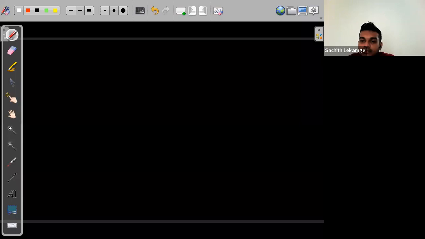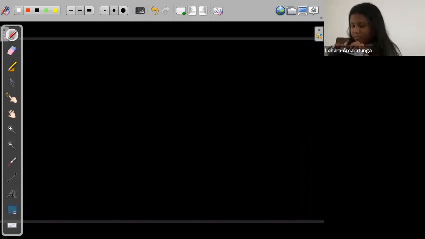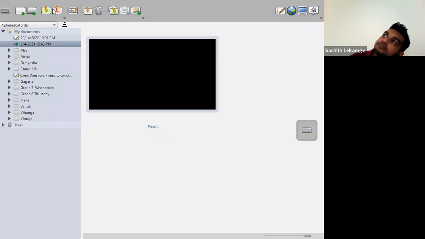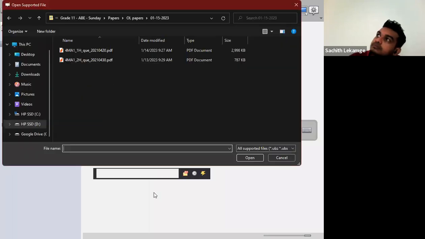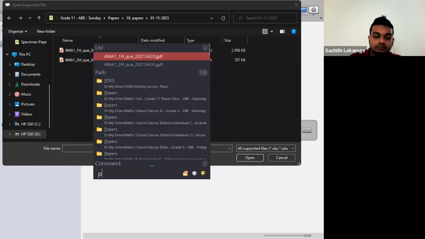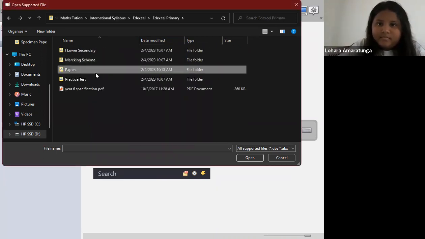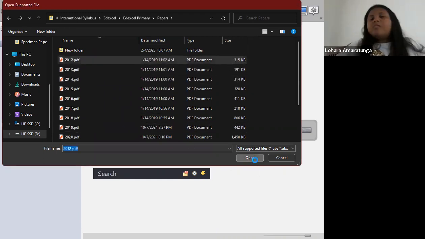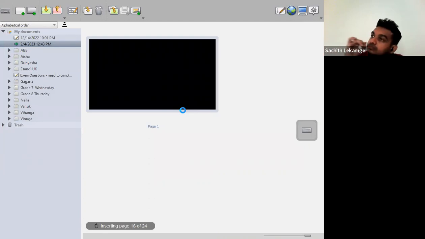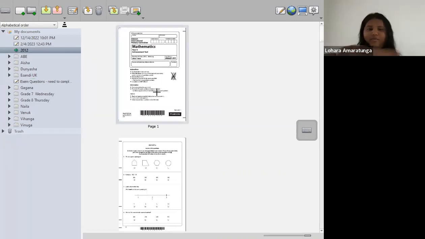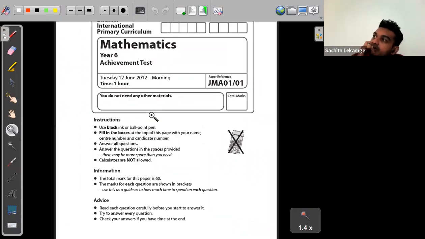Okay, shall we start then? New paper. 2012, right? Alia, it's fine, right? I'm loading the 2012 paper to this. Can you all see the board? Is it clear? Okay, so the 2012 paper. Now I think most of you have completed this paper, so take it out.